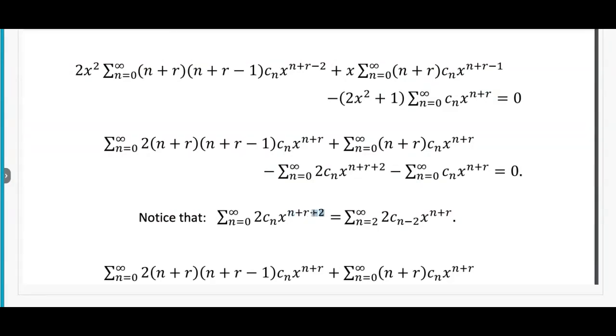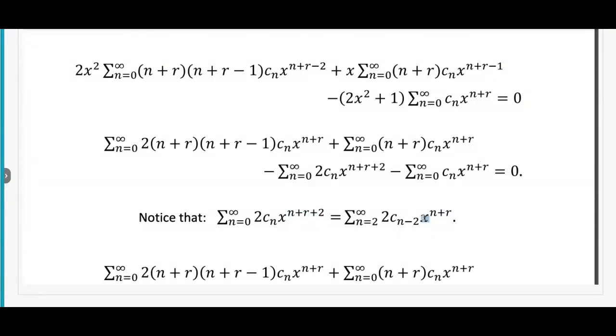So this n plus 2, you substitute into k, so you have k plus r. Then k equals n plus 2, so n equals k minus 2, and this one changes to k minus 2. Then you just change k back into n, so your n starts with 2. Now this one changes to n minus 2, and that one just changes to n plus r.